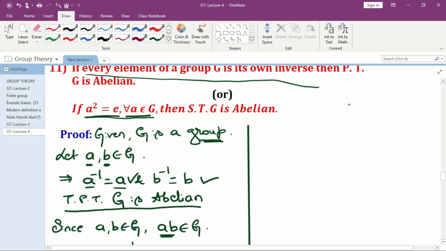How? Every element of group G is its own inverse means A inverse is nothing but A. So multiply both sides by A. Therefore, I get A inverse into A is equal to A into A. What is A inverse into A? According to the inverse law, it is E. Right hand side we get A square. Therefore, we have A square is equal to E. Okay, now we shall consider, if they give the second form in the examination, what is given in the statement? Given.